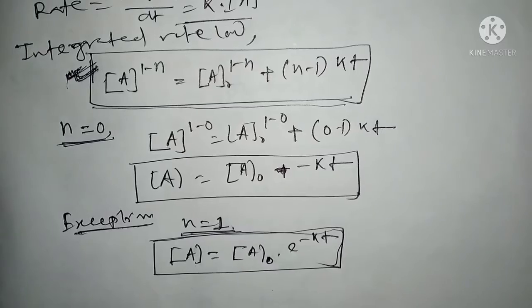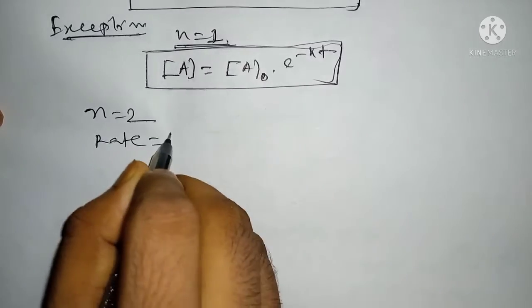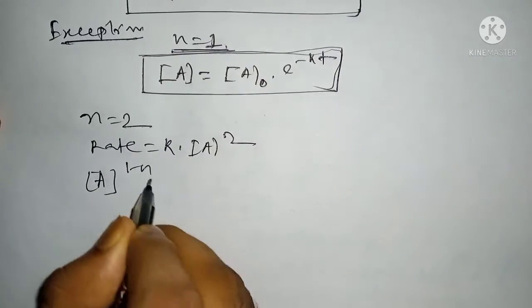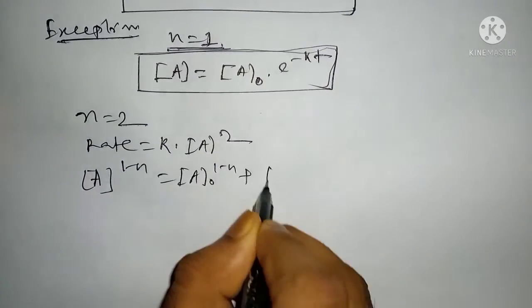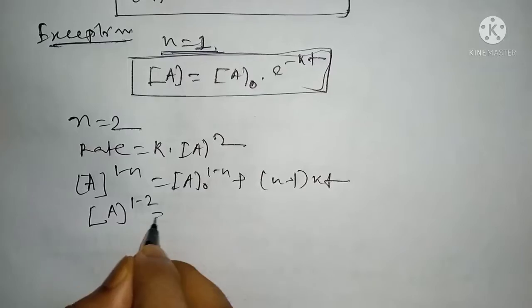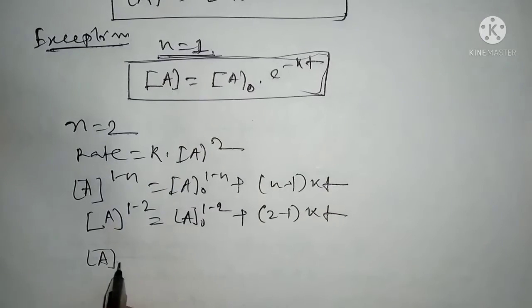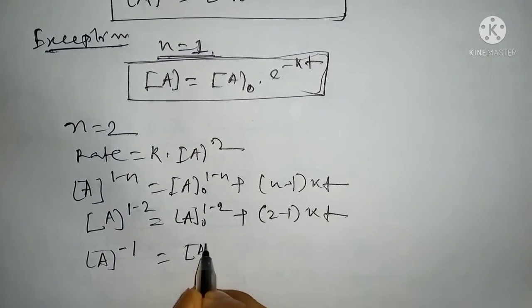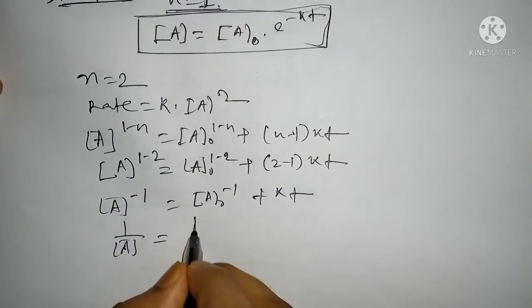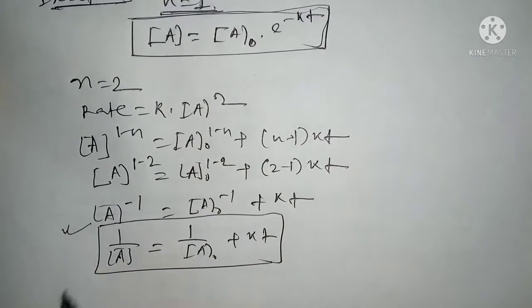Now suppose a second order reaction, n equals 2, rate equals k times [A] squared. The rate equation, we know, is [A] to the power 1 minus n equals [A0] to the power 1 minus n plus (n minus 1) kt. This is the general equation. So putting n equals 2, [A] to the power 1 minus 2 equals [A0] to the power 1 minus 2 plus (2 minus 1) kt, so [A] to the power minus 1 equals [A0] to the power minus 1 plus kt. So 1 by [A] equals 1 by [A0] plus kt. This is the second order reaction rate law equation.